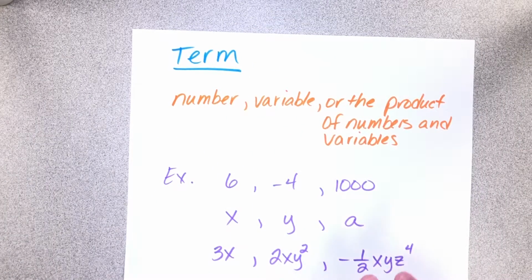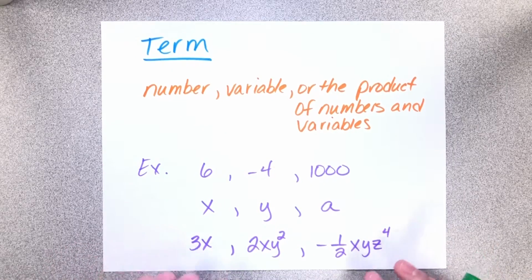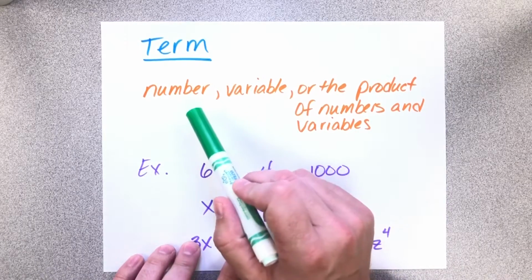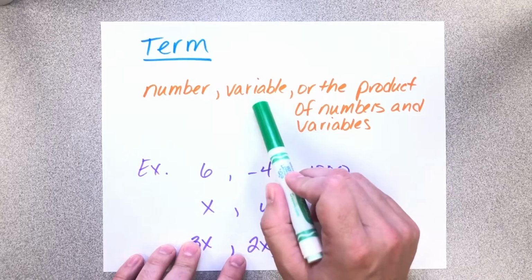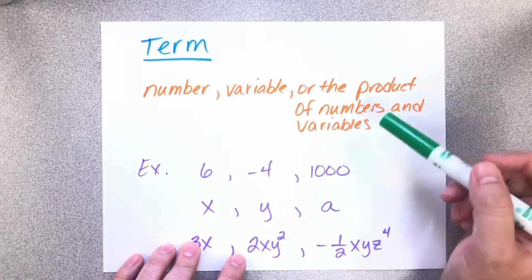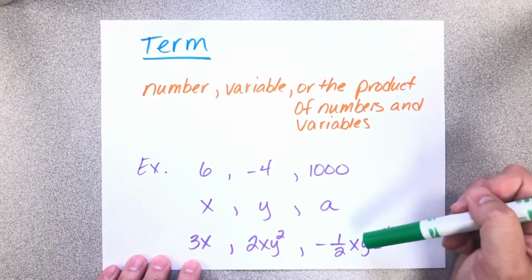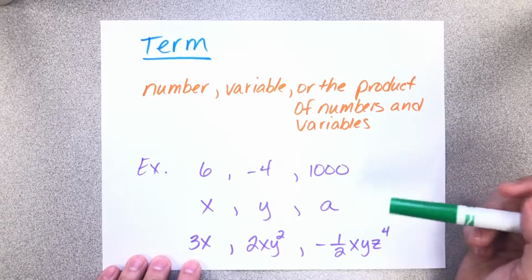Before we get too far into the parts of an expression, we need to talk about what a term is. An expression is often made up of different terms. By definition, a term is a number, a variable, or the product of numbers and variables. And remember from a previous video, product implies multiplication. I've got some examples of terms listed below.